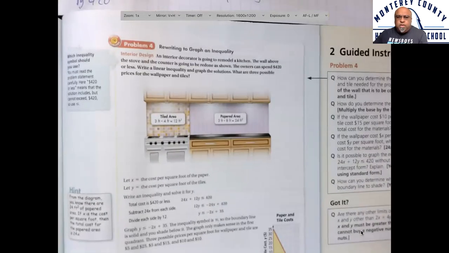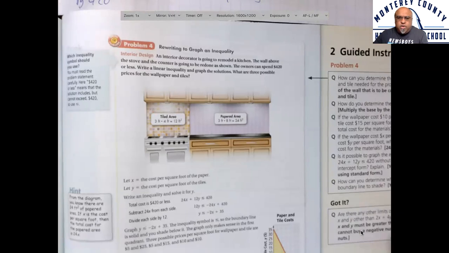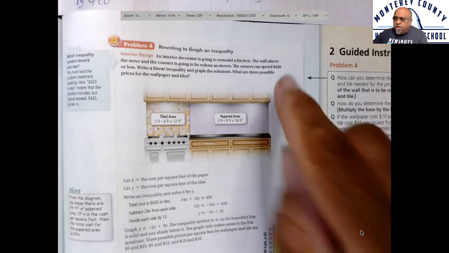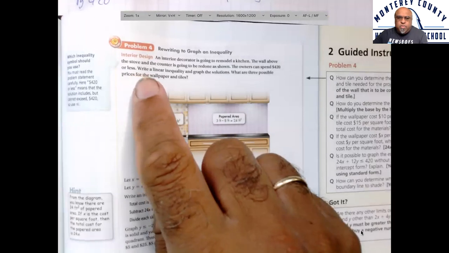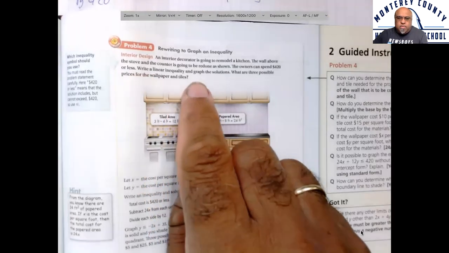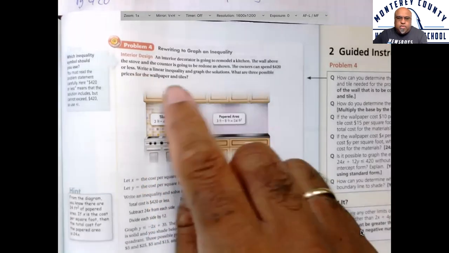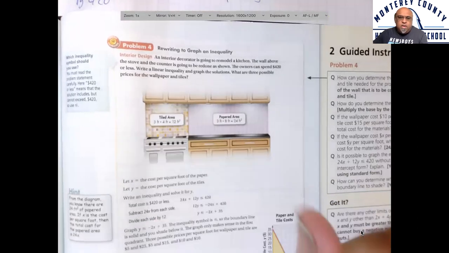Problem 4 says, an interior decorator is going to remodel a kitchen. The wall above the stove and the counter is going to be redone as shown. The owner can spend $420 or less. In other words, "or less" implies that this is going to be an inequality. Write a linear inequality and graph the solutions. What are 3 possible prices for the wallpaper and tiles?